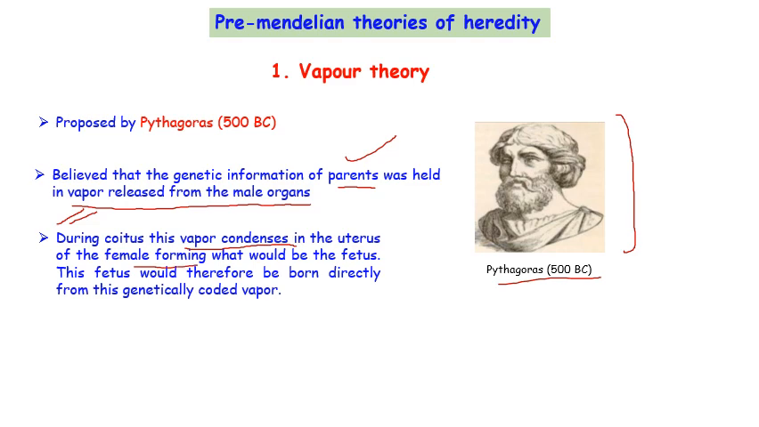Now according to Pythagoras, this vapor was not any ordinary vapor. This vapor was genetically coded vapor. It contained information for the development of the baby. So actually what Pythagoras believed is that the information of the parents was held in the vapor released from the male organism. Now this vapor condenses in the uterus of the female, leading to the formation of the full-fledged individual. So he believed that the vapor was actually a genetically coded vapor which contained information for the development of the offspring.